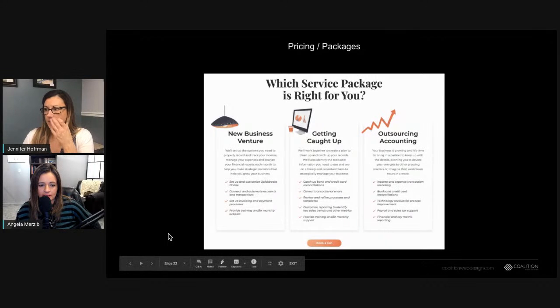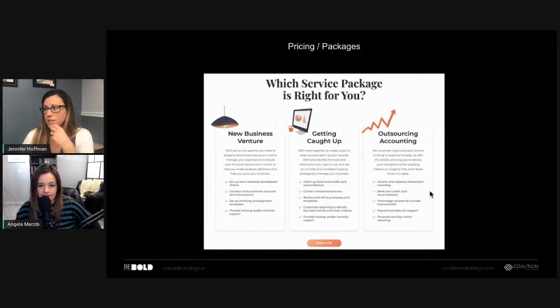And then this is another accounting, or this is a bookkeeping services company. But the reason why I wanted to put this one in here is because I wanted to show you they have packages, but there's no pricing listed on here. And so that's another way to do it, to at least give people an idea of what package they might fit into, because people want to know how much things cost.